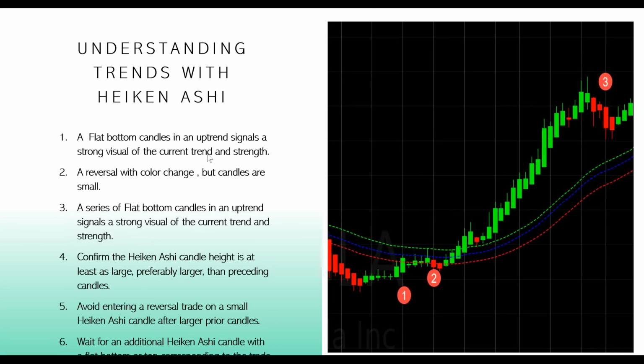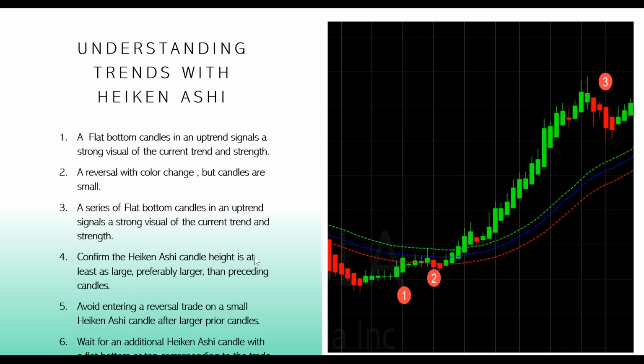Again, we're going to cover this again because this is the bread and butter of Heiken-Ashi candles. Flat bottom candles in an uptrend signal a strong visual of the current trend. You see this flat bottom candle here and here. So this is a bullish trend. Getting a few little red candles stuck in here, but the trend continues. A reversal with color change, but candles are small. That's exactly what you're seeing right here. You see the small candles, even though they're Heiken-Ashi. But notice I said if you've got a trend with large candles, the reversal is going to be confirmed by bigger candles, or at least as big. This does not confirm anything like that, right?